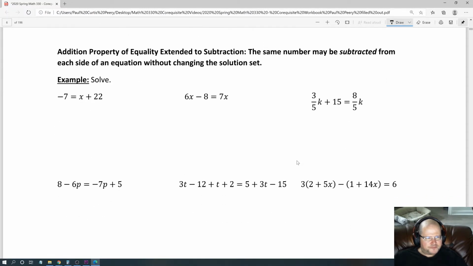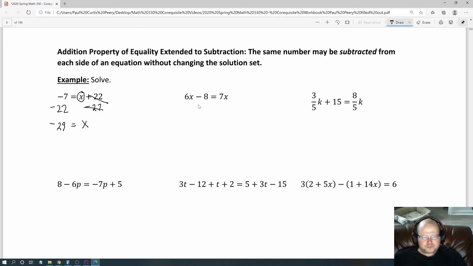So let's try another one. So again, it doesn't matter which side you get your x's on. It just matters that you isolate and get your x on the one side by itself. So in this case, let's say we want to solve for the x on the right side. That's okay. Now we want to undo the addition of 22, and we undo the addition by subtracting 22. And whatever we do to one side, we do to the other. Those 22's cancel out. Negative 7 minus 22 is negative 29. And that leaves me the x.